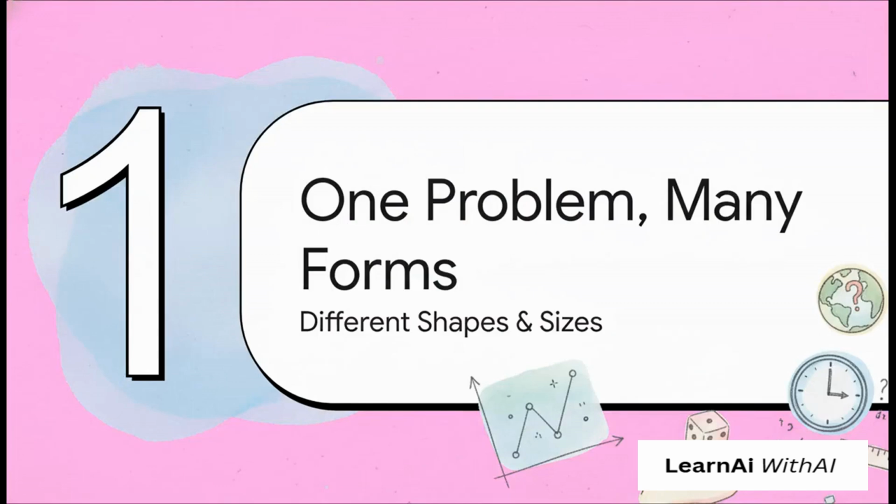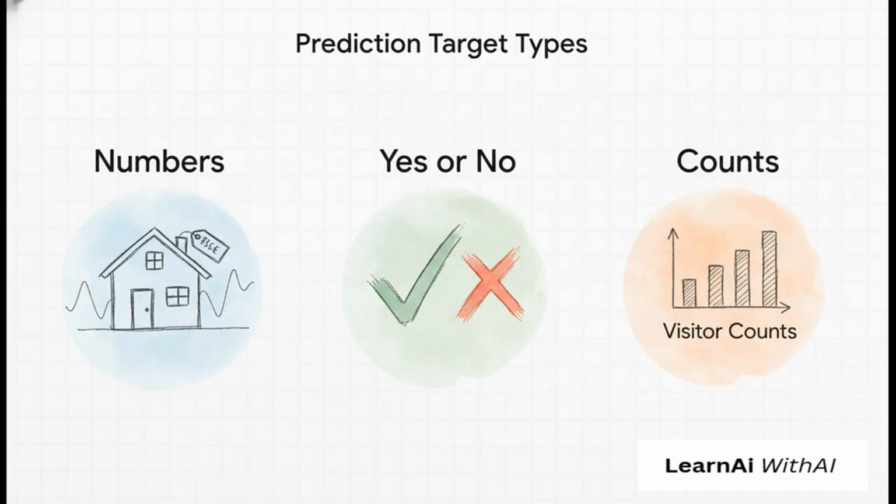To really get this, we've got to take a step back and realize that prediction problems themselves come in all sorts of flavors. It's not always about finding a number. The thing you're trying to predict, your target variable, can be a continuous number, like a price. Or it could be a binary choice, pass or fail, spam or not spam. Or it could even be a count, like the number of people who visit a website in an hour. And that number can't be negative, right? You can see how one rigid model would really struggle to handle all of these different scenarios.